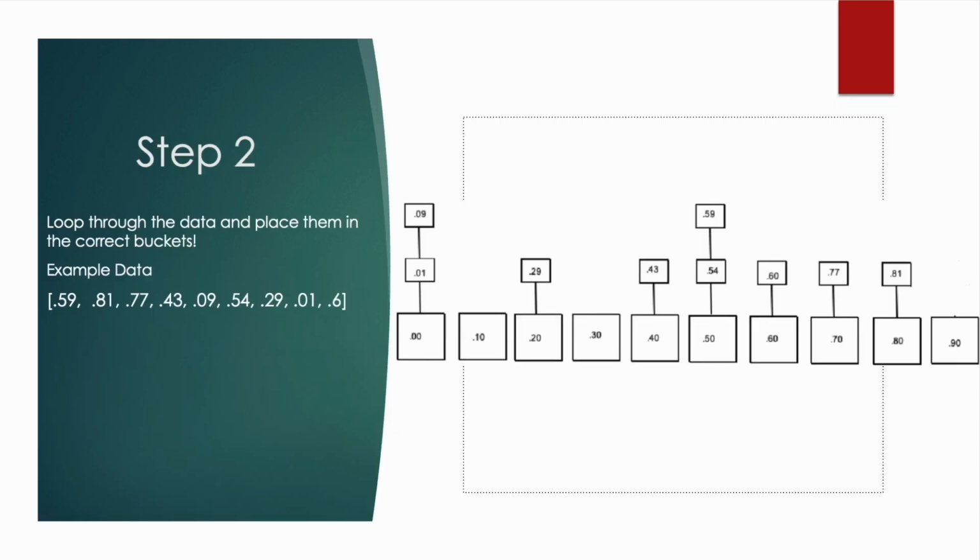Now on to step 2. Here we have the example data in an array. It holds 0.59, 0.81, 0.77, 0.43, and so on. Now you want to loop through the data and place them in the correct buckets. As you can see in the visual on the right, this is what the new data should look like after the data has been assigned a bucket. The data is nicely distributed, and there isn't one bucket holding all the values, as that would be the worst case runtime, O of n squared.